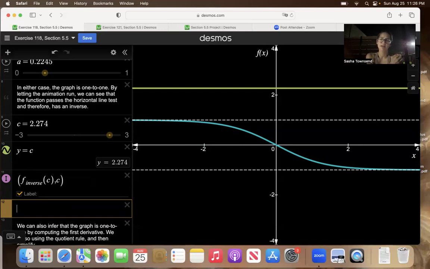And then if a is greater than 1, the function is strictly increasing. So we call that monotonic. And if the function is strictly monotonic, then it has an inverse. You say, how can I prove that? Well, just take the derivative and analyze the sign of the derivative. So let's do that. We'll do that on paper.